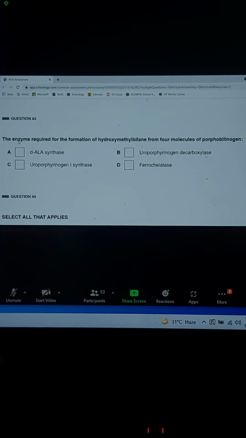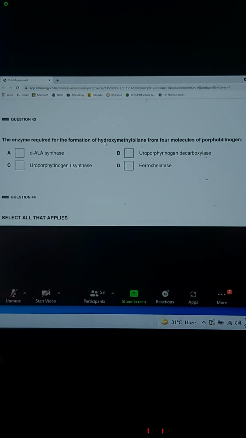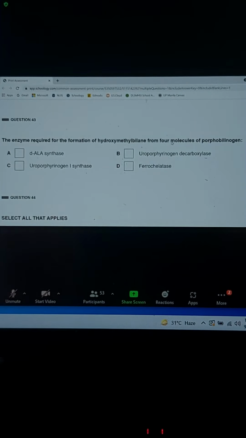Question number 43, the enzyme required for the formation of hydroxymethylbilane from 4 molecules of porphobilinogen. C po. So letter C. Okay, so uroporphyrinogen I synthase.